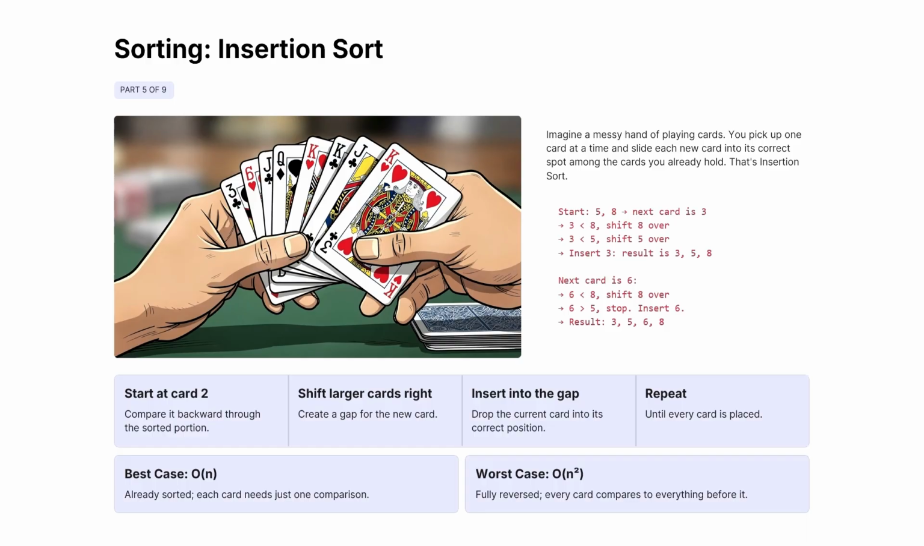How it works in simple steps. Start from the second card. Compare it backward through the sorted cards. Shift larger cards right. Insert the current card into the gap. Repeat. Why it's useful: great for small lists, simple to understand. Works well when data is already nearly sorted. Downside: if the cards are completely random, it can be slow because you may need lots of shifting.